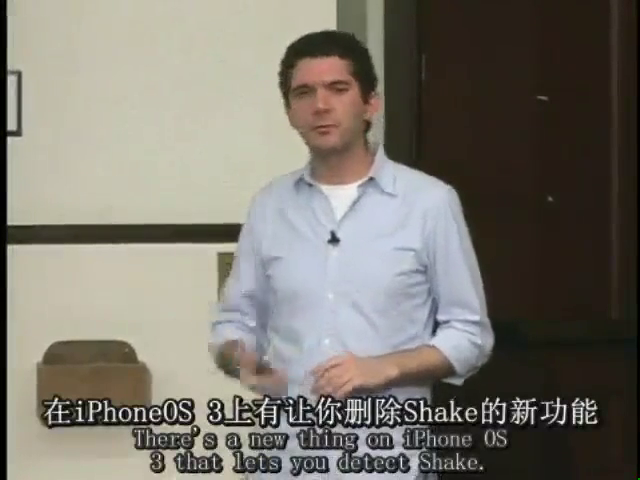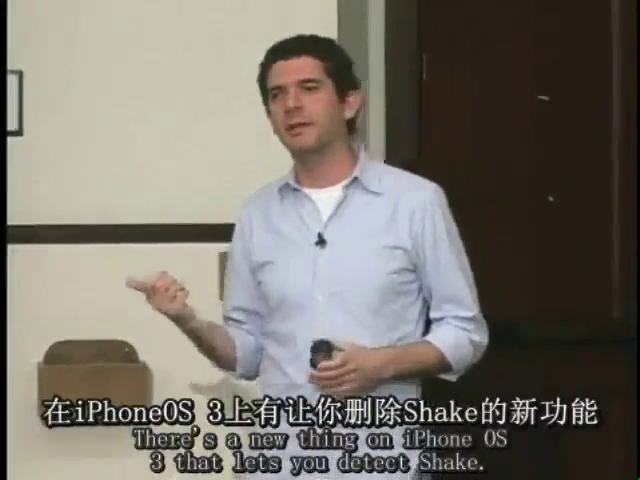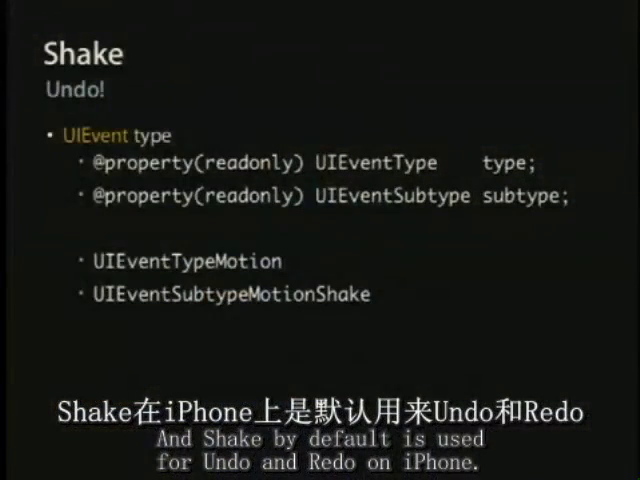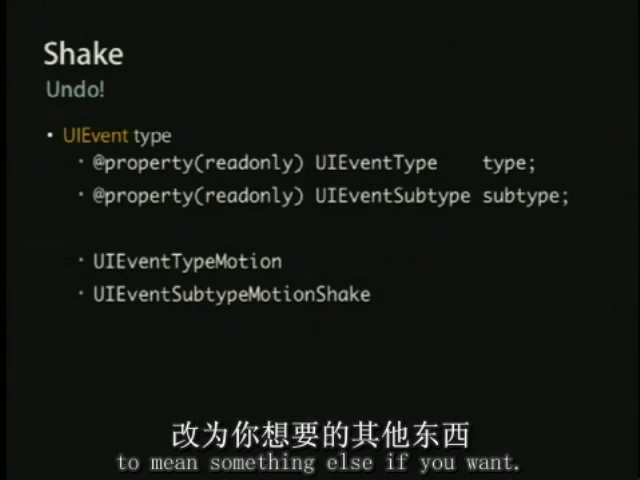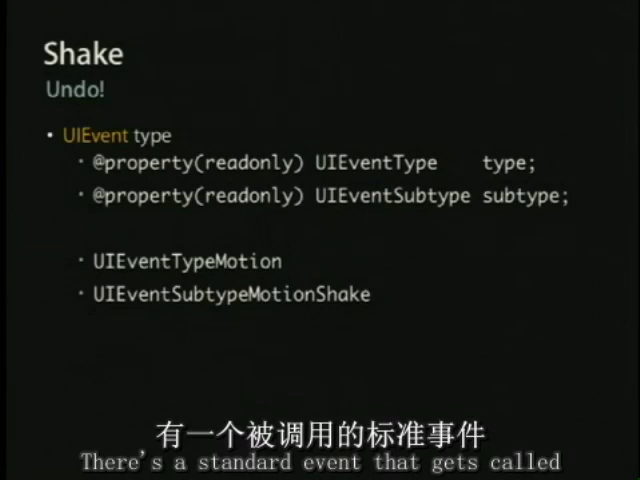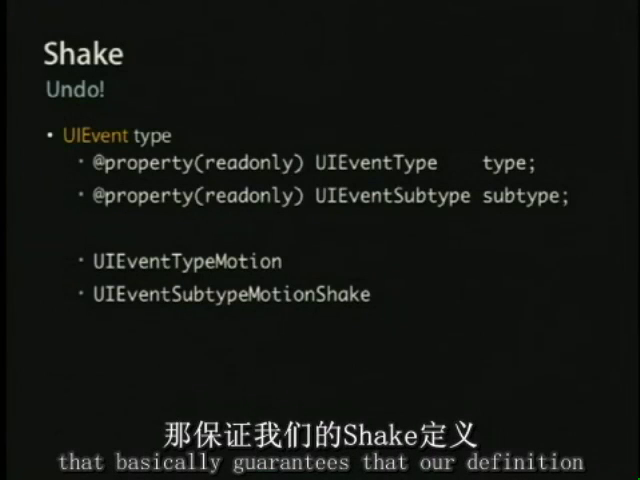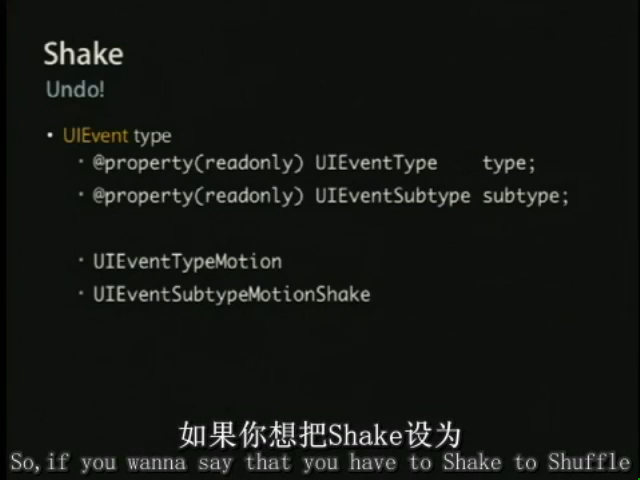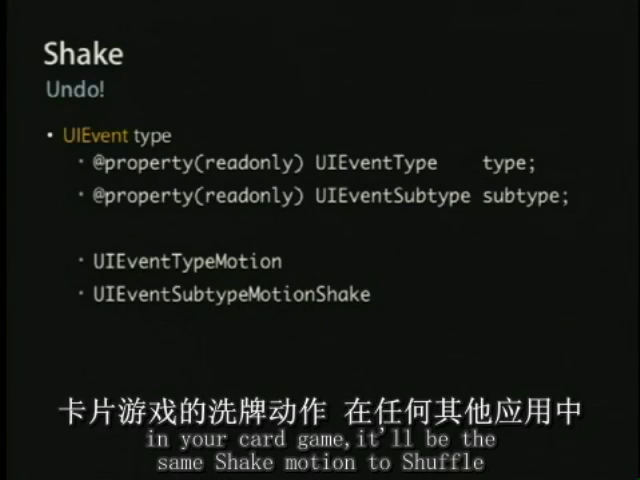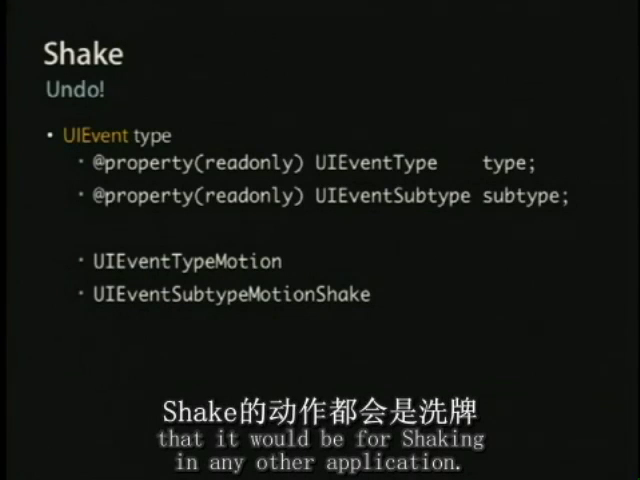There's a new thing in iPhone OS 3 that lets you detect shake. Shake, by default, is used for undo and redo on iPhone. You can override that yourself in your own applications to mean something else if you want. There's a standard event that gets called that basically guarantees that our definition of shake is consistent across everyone's app. So if you want to shake to shuffle in your card game, it'll be the same shake motion to shuffle that it would be for shaking in any other application.